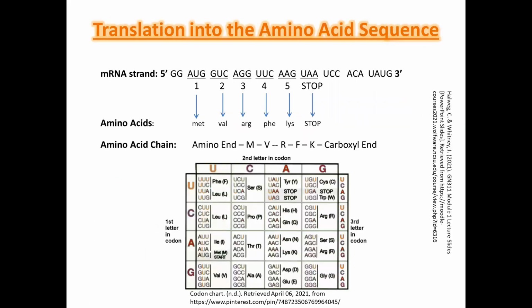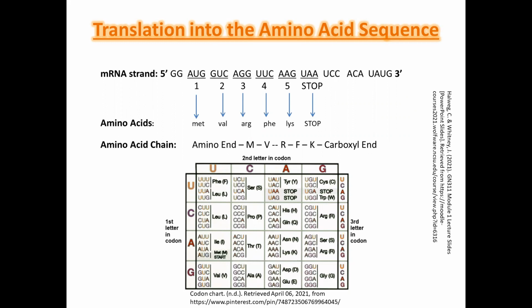Now we must translate the mRNA strand into the appropriate amino acid sequence. We look for the AUG codon to indicate the starting position. We continue in sections of 3 nucleotides until we hit the UAA codon, which is a stop codon. The stop codon does not have a linked amino acid.